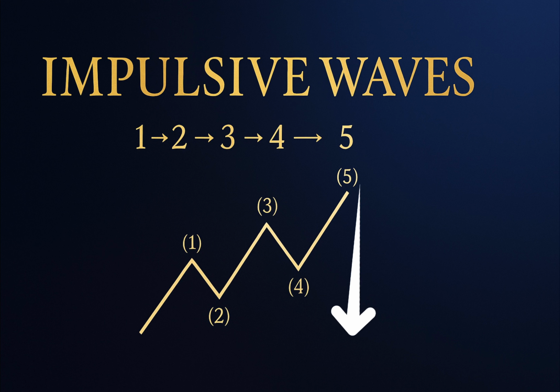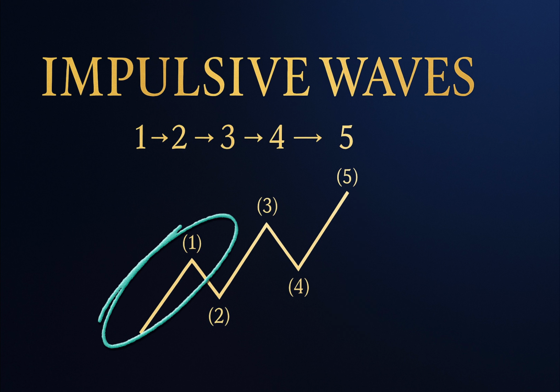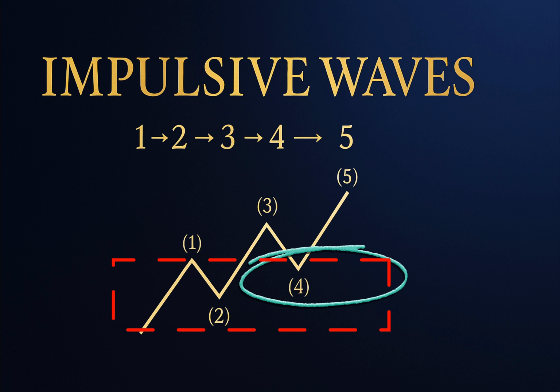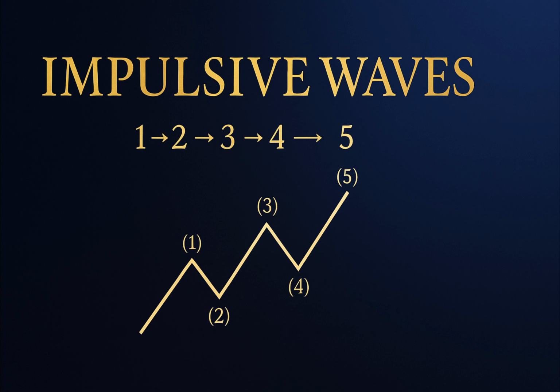Let's break it down step by step. Wave 1 starts the move. Wave 2 is a correction, but it never goes below the starting point of Wave 1. Wave 3 is usually the strongest and longest wave, driving the market forward. Wave 4 is another correction, but it cannot enter the price territory of Wave 1. And finally, Wave 5 pushes the market to its last high before a bigger correction begins.